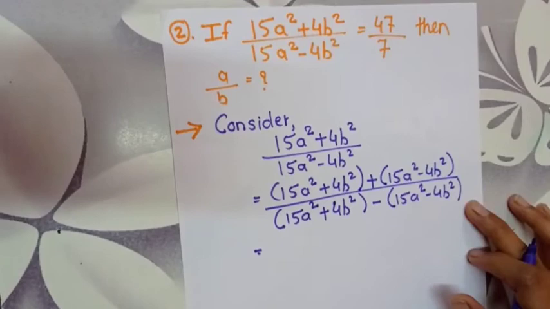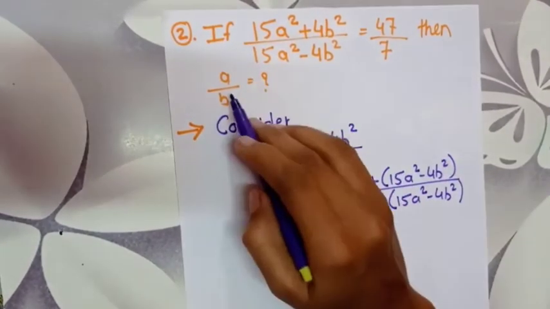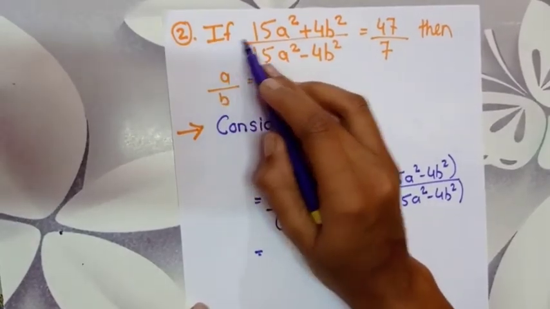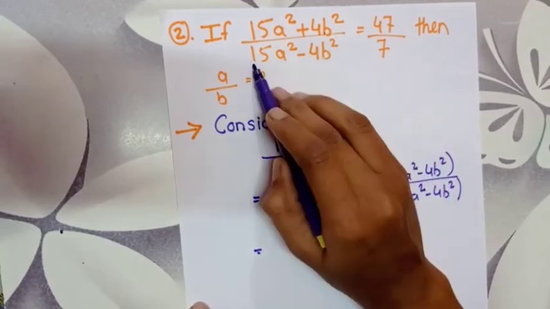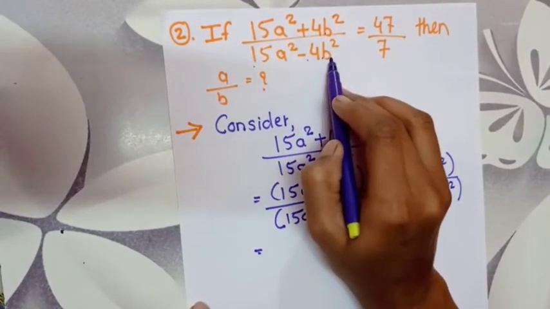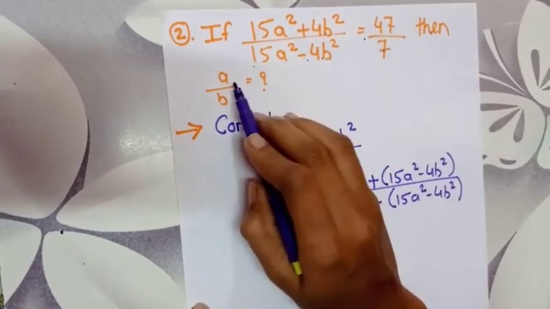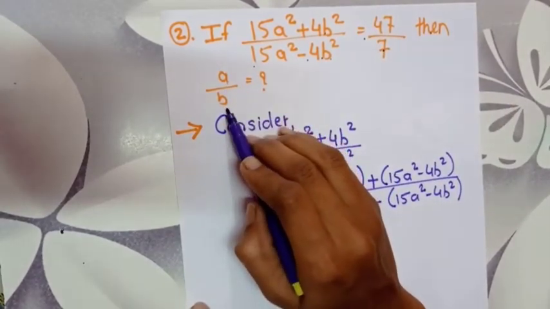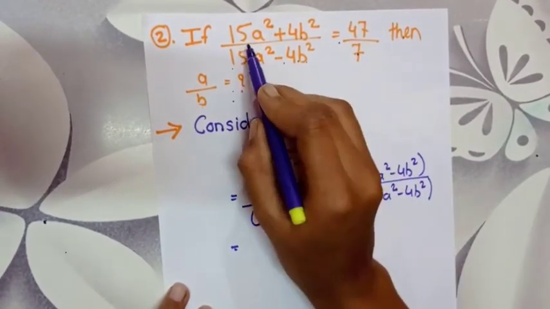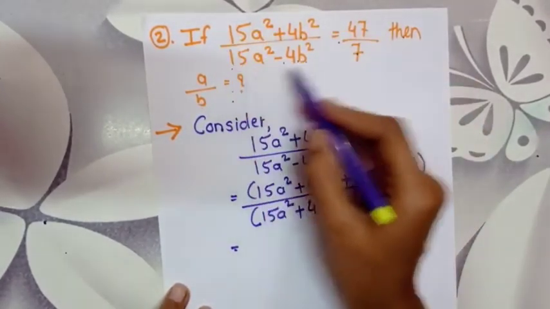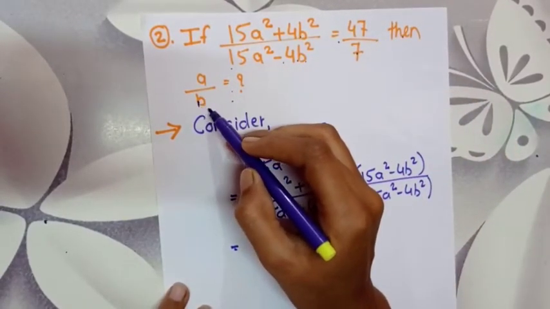Now, let us take the second question. That is, if 15a square plus 4b square by 15a square minus 4b square is equal to 47 by 7, then find the value of a by b. Now by seeing this question, we will get confused about what should be done with this given equation and how to find the value of a by b.